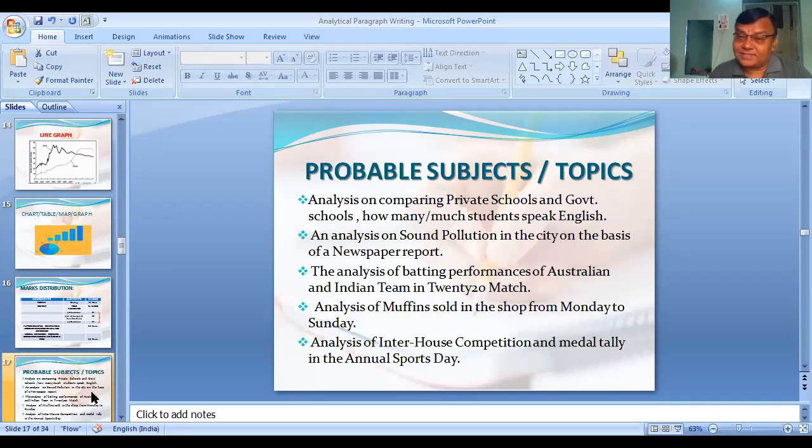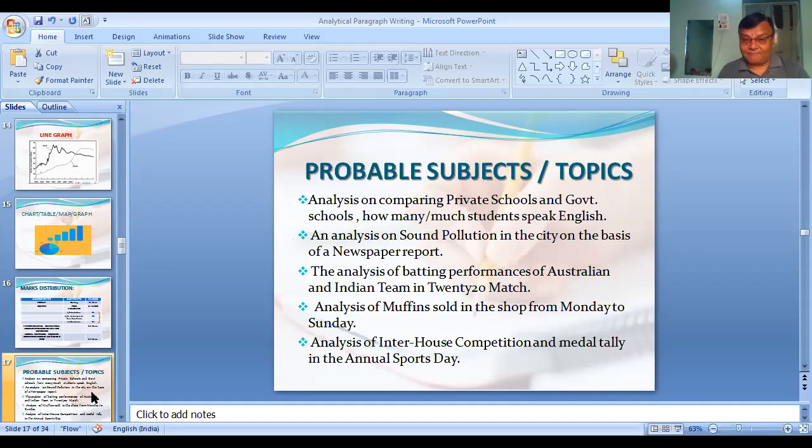Probable subjects or topics that may come in our exam: analysis or comparison of private and government schools, how many students speak English. Generally in government schools, very few children speak English, but in private schools, a lot of children speak English. An analysis of sound pollution in the city on the basis of a newspaper report. It may come, why noise pollution is growing like anything in Bengaluru. The analysis of batting performance of Australian and Indian teams in a 2020 match. It may also come for your exam.